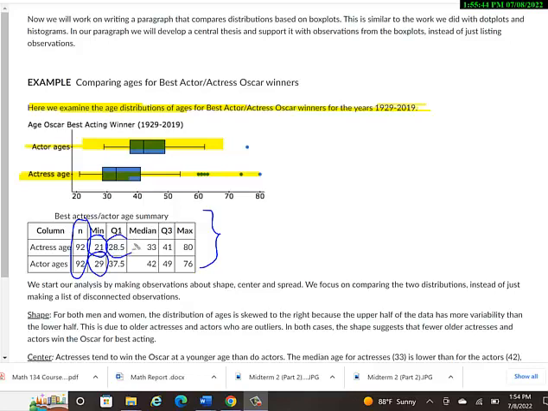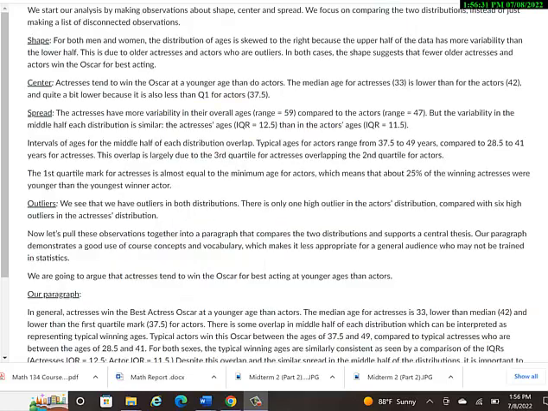Quartile 1 ends much sooner for actresses. They ended at 28.5 years old, for actors, 37.5. And then the maximum age for actresses was much higher. An 80-year-old woman won Best Actress, but a 76-year-old man won Best Actor. That was the oldest. So for the most part, women have to be younger to win Best Actress, but not always, because the highest age was 80 versus 76 for men. So it's possible, but not as likely, that you would win if you're an older woman versus an older man.